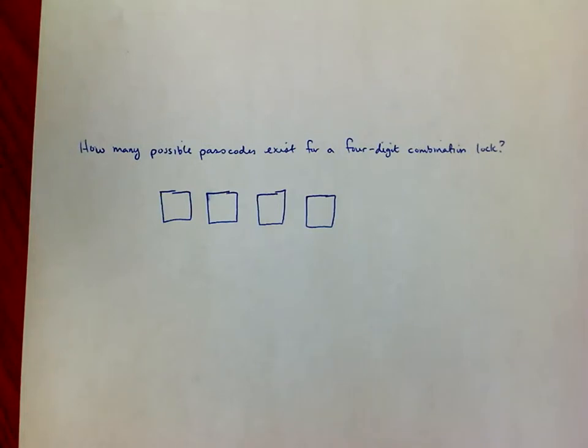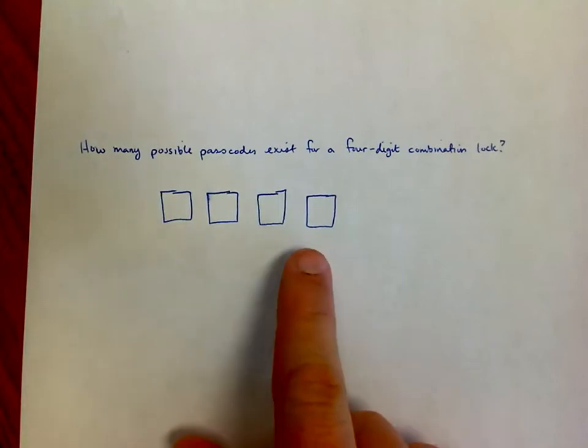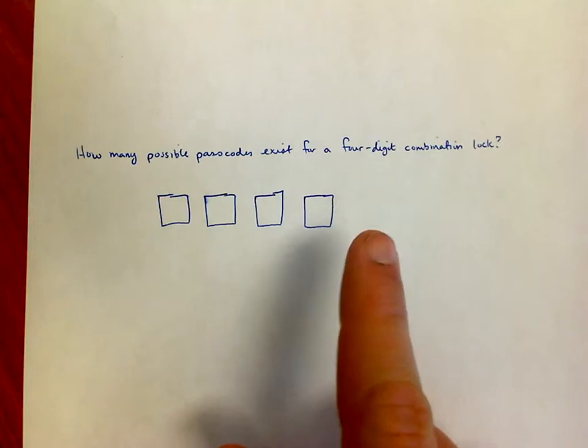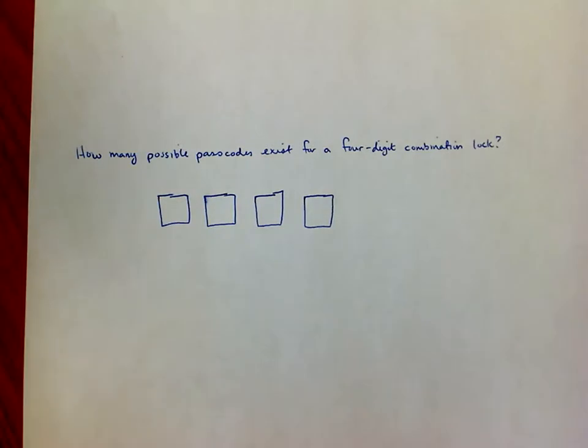Okay, so the question is this: if I have a 4-digit code that I have to type in to unlock something, all digits here, no letters or anything, how many possible passcodes exist for that? If I was just going to try each one to try to break the lock, how many do I need to be able to type in? So how many exist?